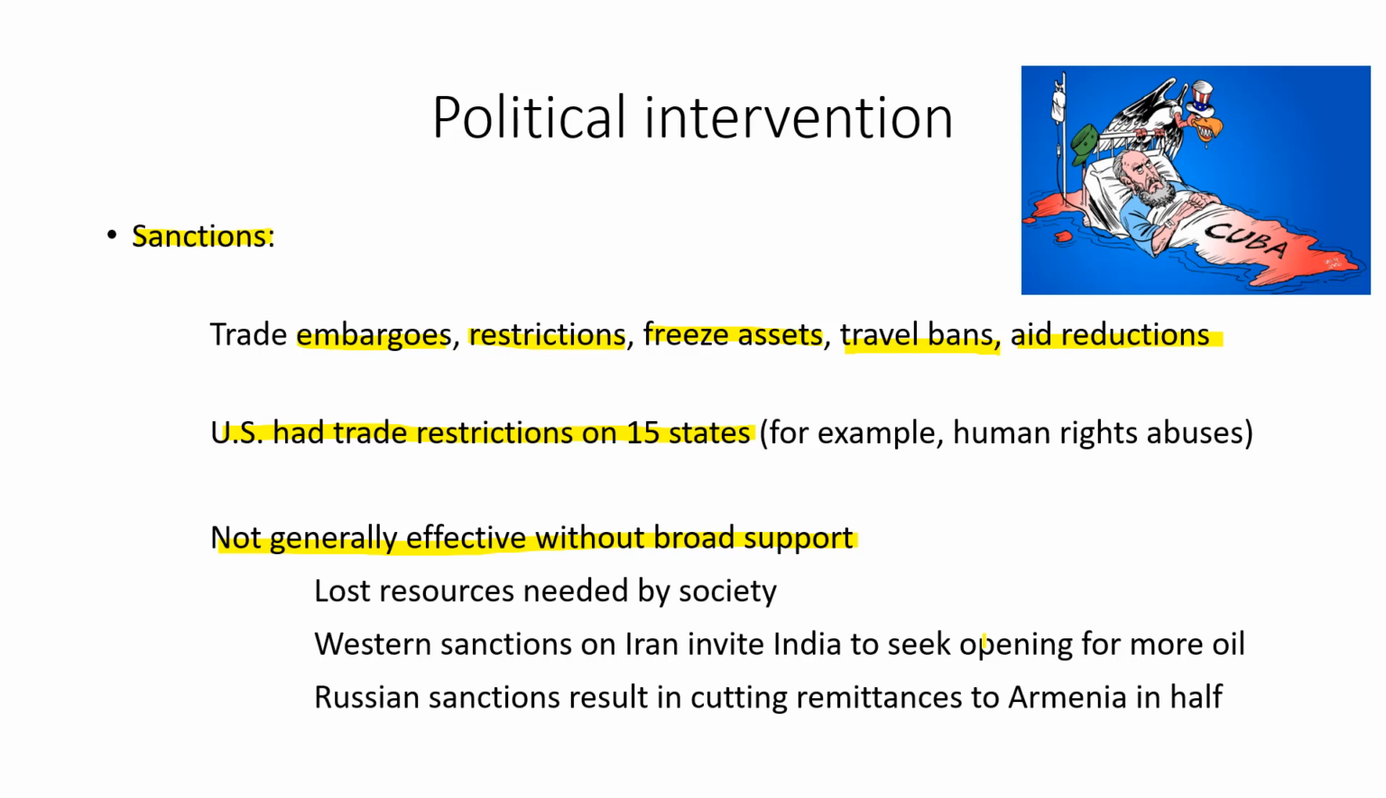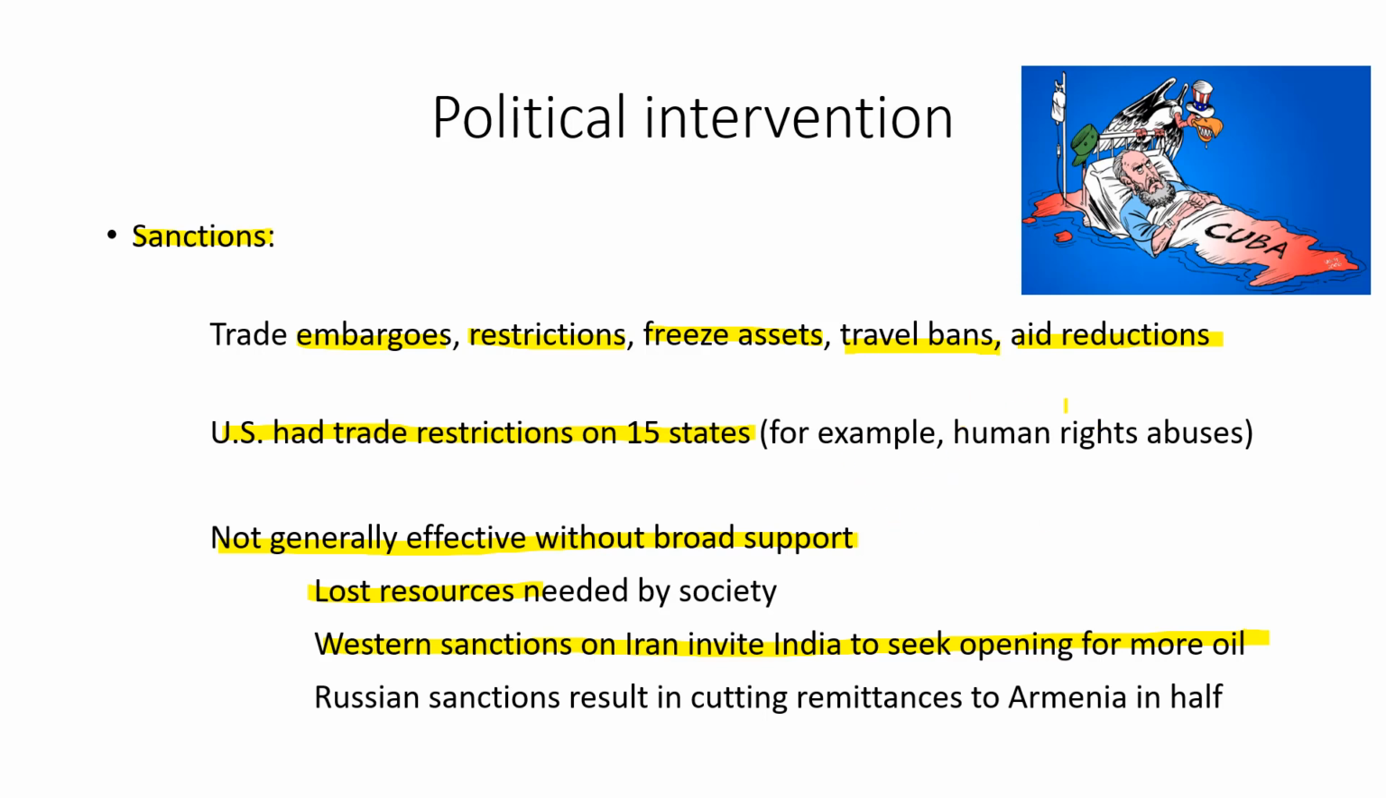And at the same time, if everybody's putting a sanction on that country, it could really devastate their civil society, with lost resources that are needed by the people in that country, whereas the leaders are probably still living very luxuriously, but their population is getting progressively hurt by the sanctions. Some examples: Western sanctions on Iran could potentially invite India to seek openings to get more oil through the back door there. So if India was not part of that sanction process, it really wouldn't hurt Iran all that much. Lots of examples out there.